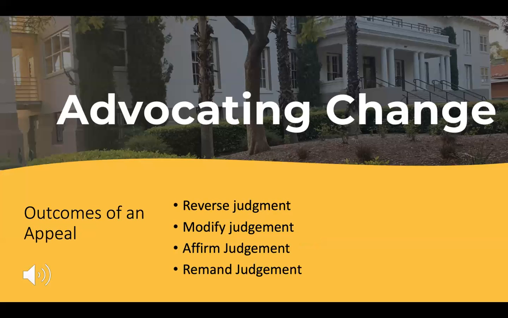Now I will discuss the possible outcomes of an appeal. The appeal requests that the appellate court do one of the following: reverse the judgment, to enter a judgment opposite to the one that was entered; modify the judgment, to change a particular part of the judgment to correct it; affirm the judgment, which is to agree with the original judgment; or remand. This is to return the case back to the lower court to do some action.